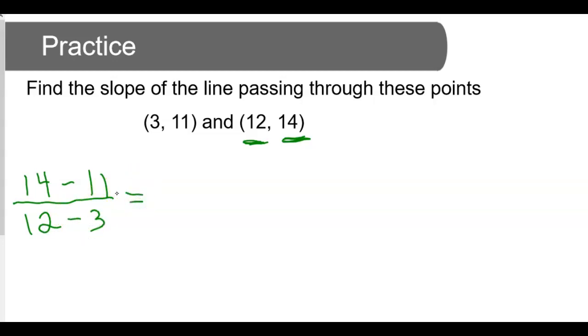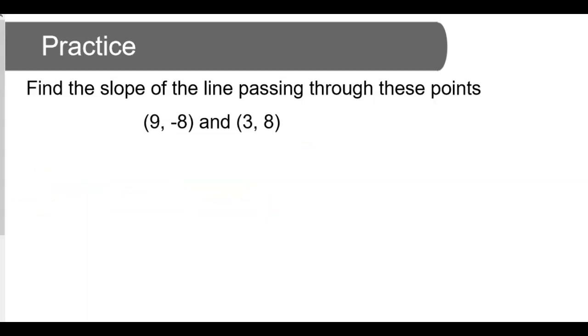14 minus 11, that's 3. 12 minus 3 is 9. I always want to simplify this. My slope is 1 over 3. For every unit I go up, I move to the right 3 units. That's what that slope is telling us.